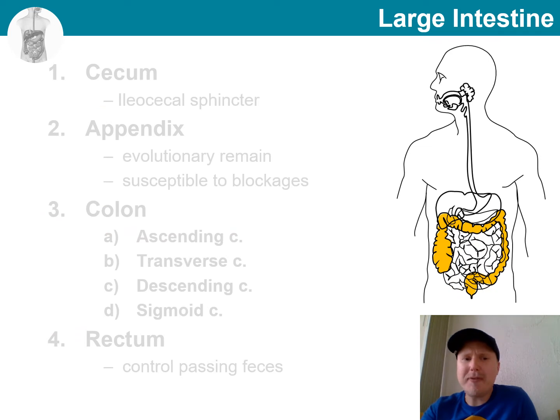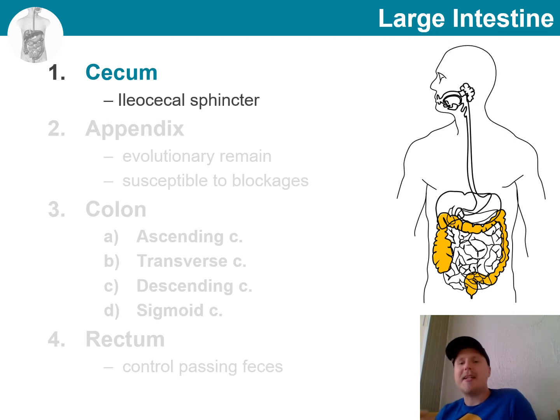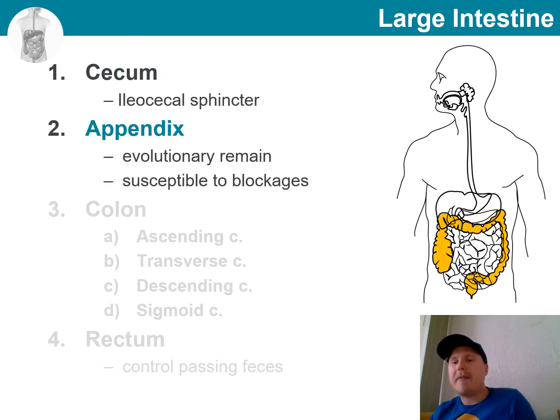Now we will shift our focus onto the large intestine. The large intestine starts with the cecum. This is the first part, right after the ileum of the small intestines. Hence the sphincter that separates the large and small intestines is known as ileocecal. From the cecum, we have a part that faces inferiorly, known as the appendix.